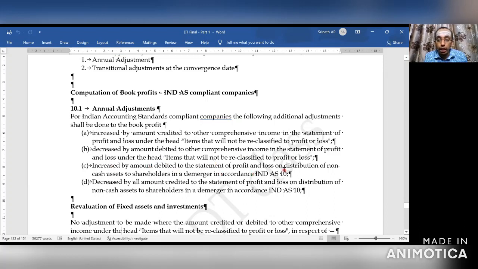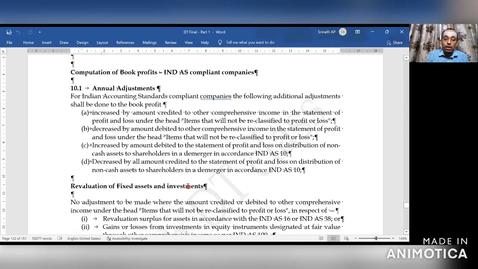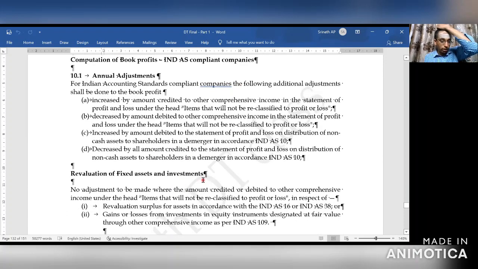Increased by the amount debited to the statement of profit and loss on distribution of non-cash assets to shareholders in demerger as per INDAS 10. Decreased by the amount credited. Revaluation of investments and fixed assets: no adjustment should be made where the amount credited or debited to other comprehensive income under items that will not be reclassified to P&L account is in respect of revaluation surplus in accordance with INDAS 16 or INDAS 38, or gains or losses from investment in equity instrument designated at fair value through other comprehensive income as per INDAS 109.